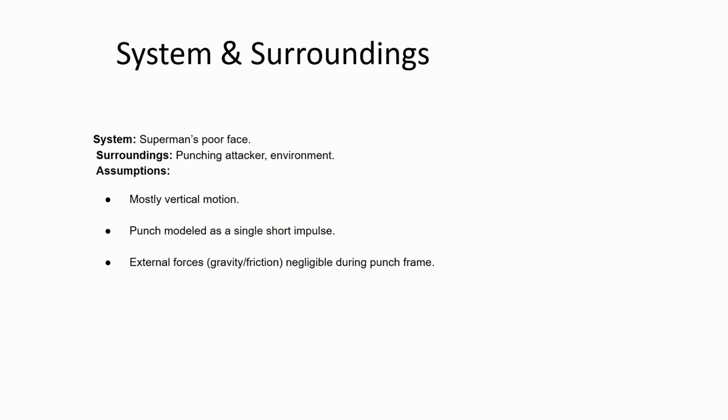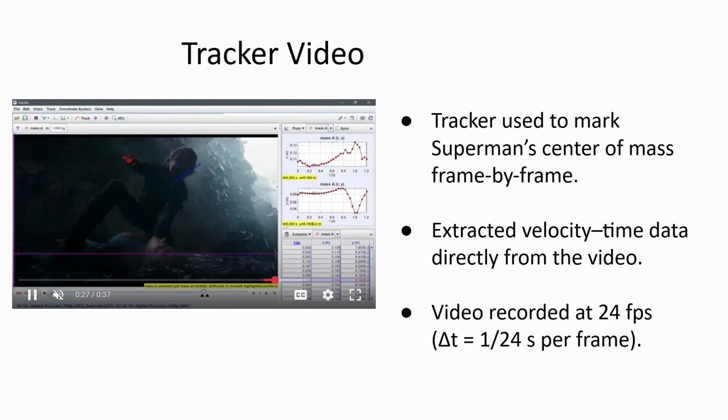The system I analyzed was Superman's face, or more specifically, the center of mass at which the force of impact was put onto Superman, and the surroundings included the attacking clone and the environment. I assumed that mostly vertical motion was at play, and it was a very short single impulse, and the gravity and friction were negligible during the punch.